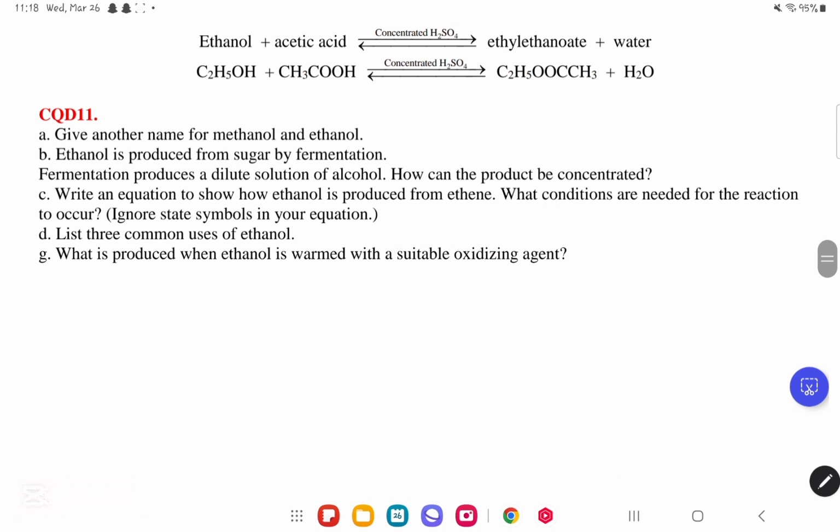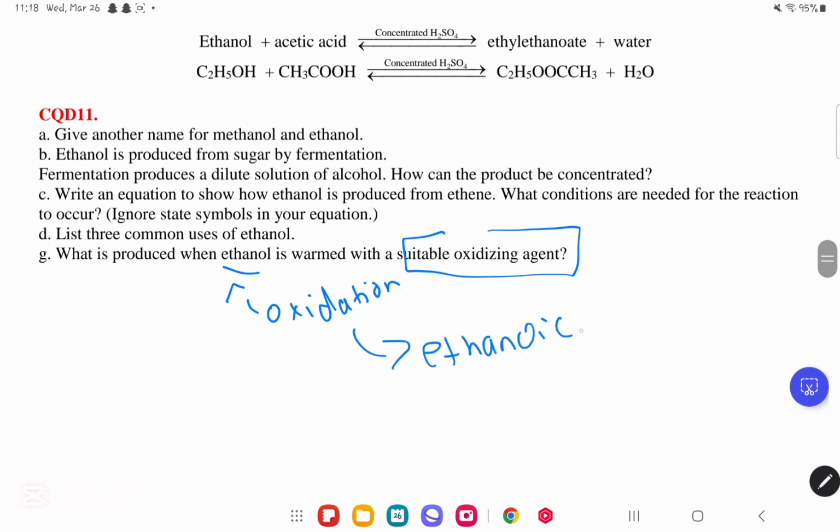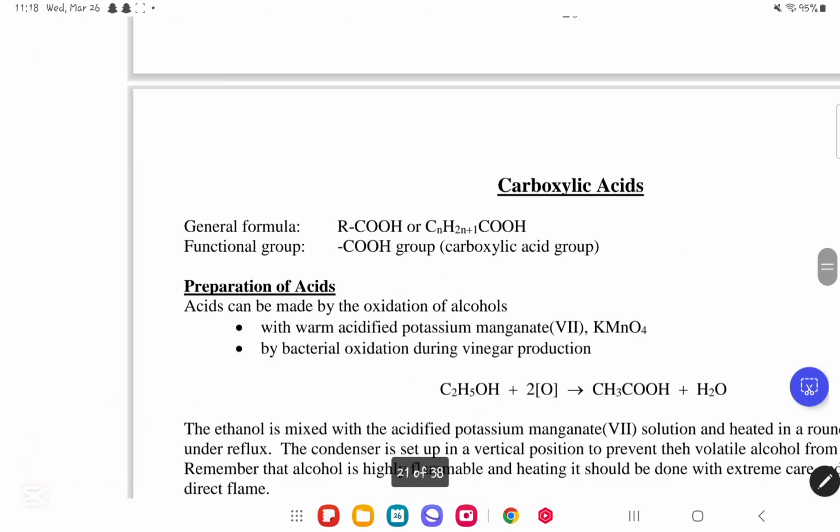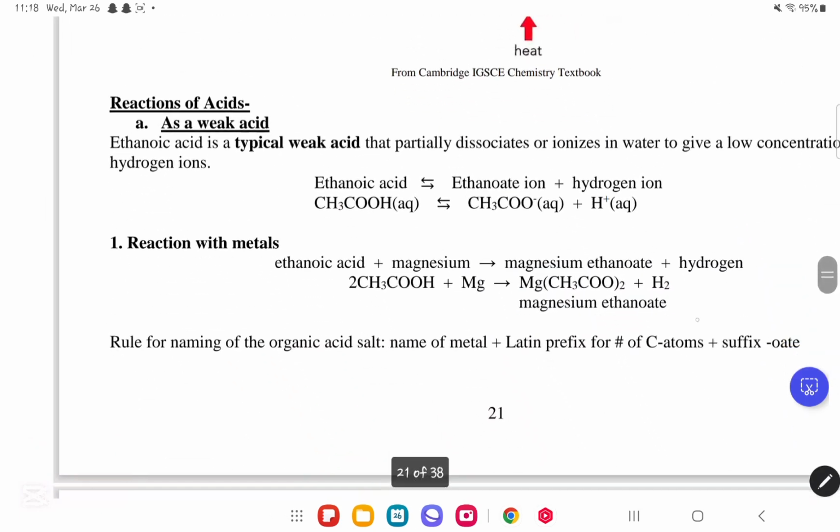Now they skipped E and F. They went all the way to G. What is produced when ethanol is warmed with a suitable oxidizing agent? When ethanol is warmed with a suitable oxidizing agent, meaning it's the oxidation of ethanol, we will form ethanoic acid. So the oxidation of any alcohol will give you its carboxylic acid. So ethanol, its oxidation will give us ethanoic acid.